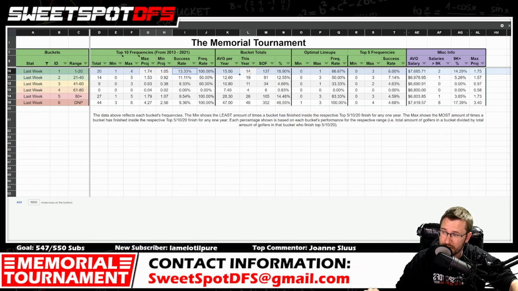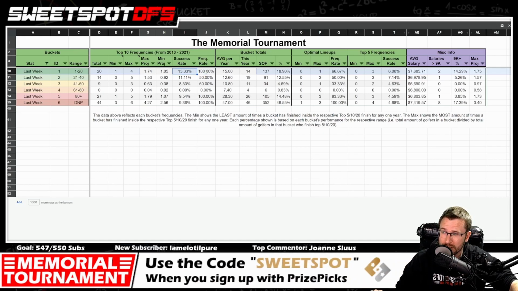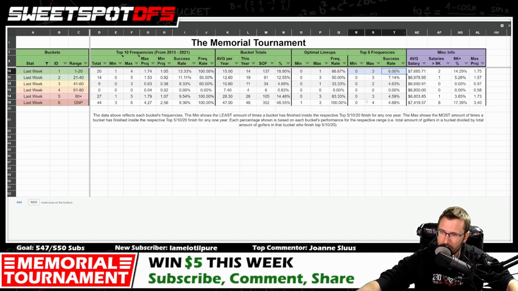There are 14 golfers in that bucket where we would normally see 15. 100% frequency rate of producing a top 10 finisher, by the way. Which is very interesting. Not the same for optimal lineups and not the same for top 5 frequencies. Actually, top 5 frequencies is pretty low. So let's take a look.